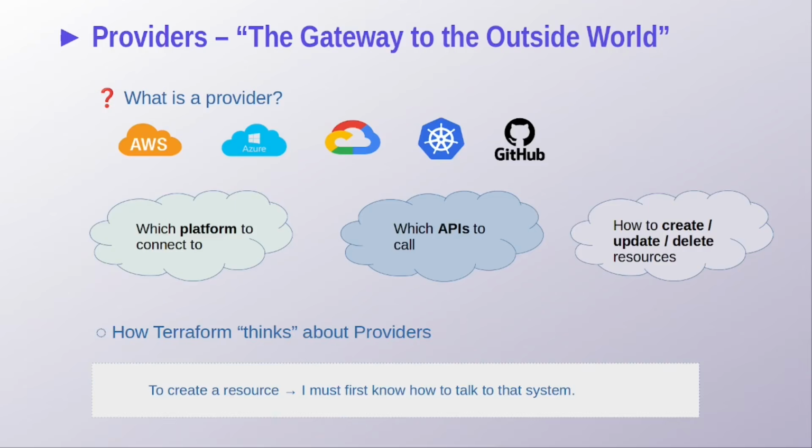How does Terraform think about providers? Terraform thinks like this: before I create any resource, I must know how to talk to the system. So providers are always loaded first. Important note: in one project, you can have one provider, multiple providers, multiple AWS accounts, multiple regions. This is very important in your projects.